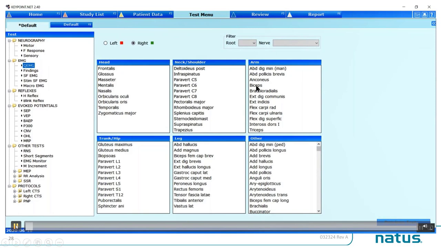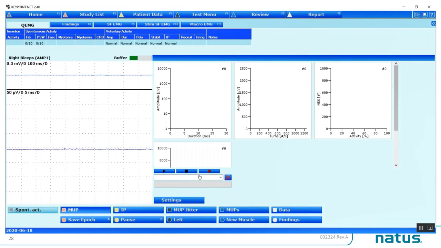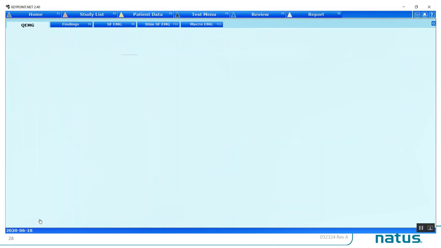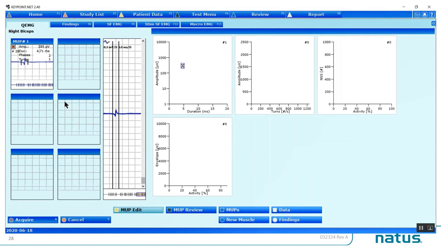I have started the quantitative EMG, selected the muscle, and started recording the signal. Wonderful. I need only a second. I will analyze this, and you can see the waveform on the left. You can see it in a raster mode. You can keep it in superimpose, firing rate. Again, that's something that I do post-acquisition.